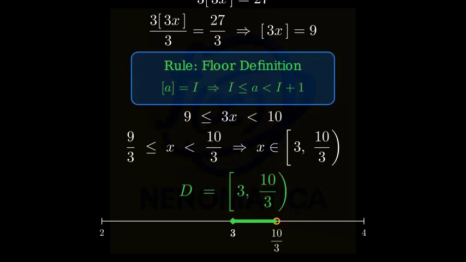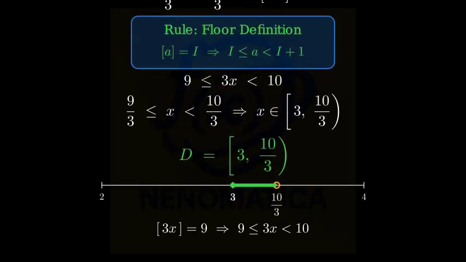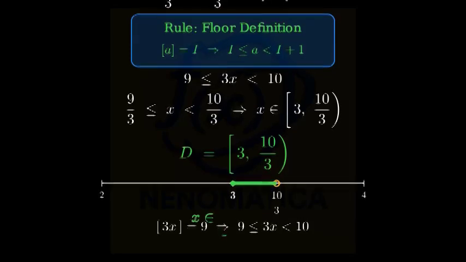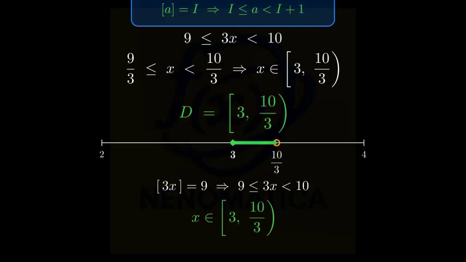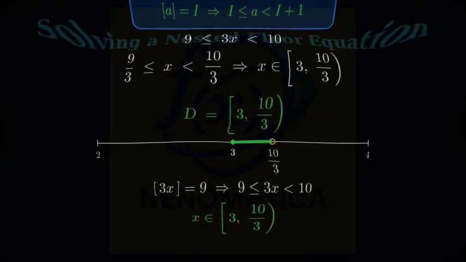A quick consistency check. Since the floor of 3x equals 9, we have 3x between 9 and 10. Dividing by 3 gives x between 3 and 10 over 3, exactly as our interval shows.